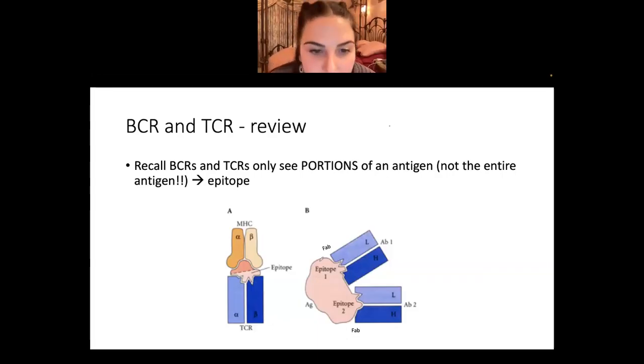So if we look at the T-cell receptor, which is down here, alpha beta, it has a paratope. The paratope is on the receptor, so it's going to be these actual parts in the blue. And that's what's recognizing the epitope, which is on the antigen. Same thing with the antibody or the B-cell receptor.